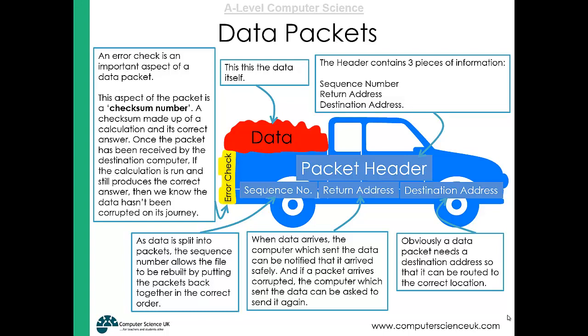If, however, on its journey some of those zeros and ones have altered slightly, when the calculation is carried out at the destination computer, it will produce a wrong answer, and therefore the destination computer knows that it needs to request that data packet again. So a checksum number is included in a data packet, and it's a crucial part to make sure that the data that's received is the data that was sent.